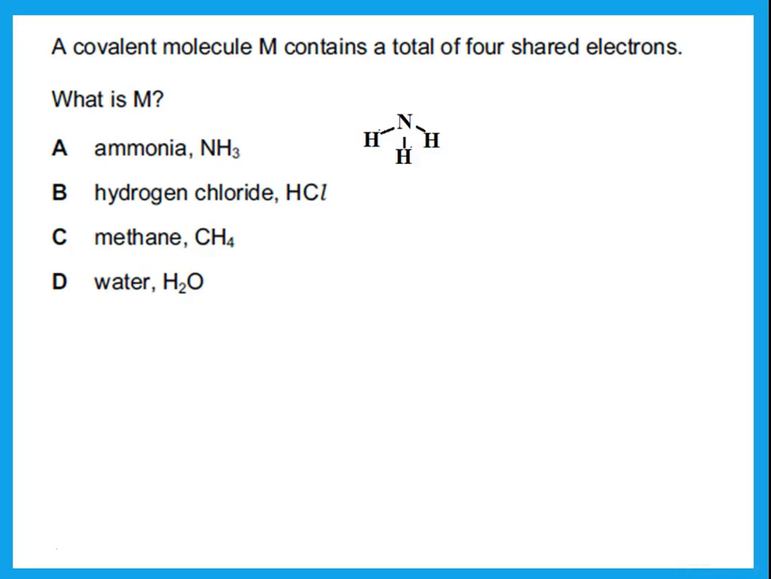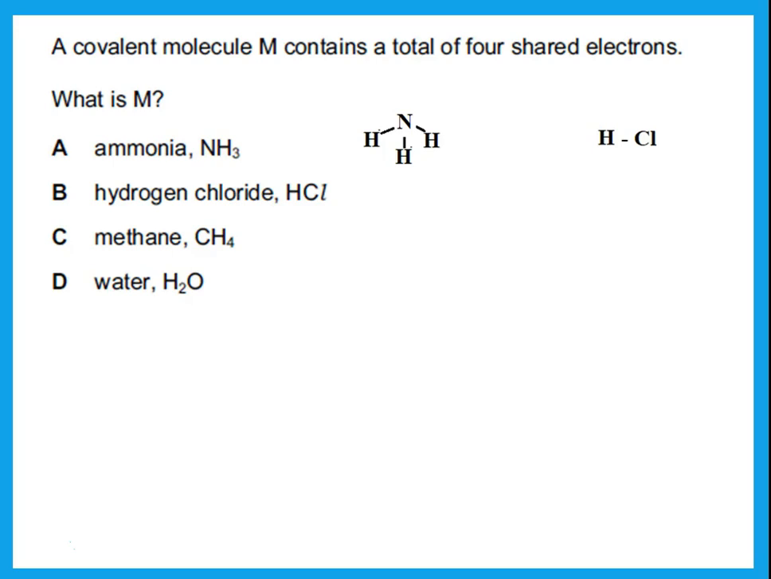Well, let's see. Ammonia has single covalent bonds, 3 of them. Each of them has 2 electrons. So ammonia actually has 6 shared electrons. Do you understand that? That each line represents an electron from the hydrogen, electron from the nitrogen. So each line represents 2 shared electrons. I have 3 of them, so this is 6 shared electrons.